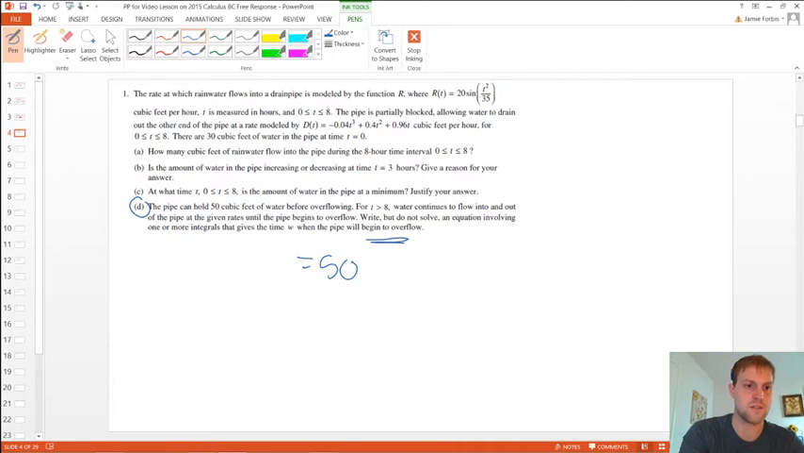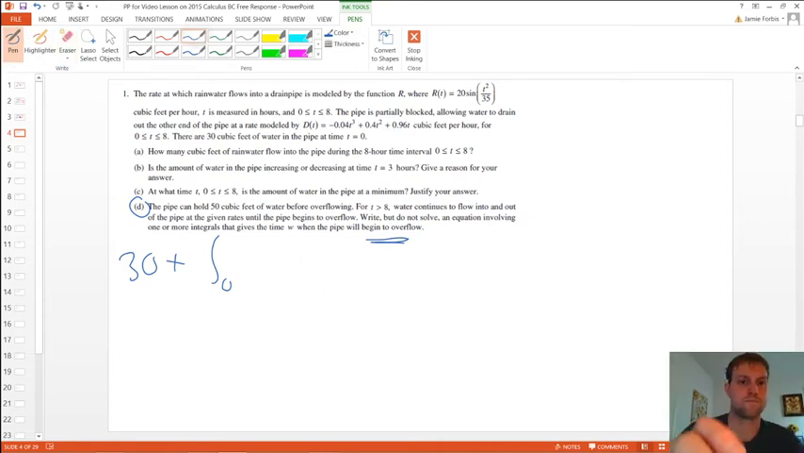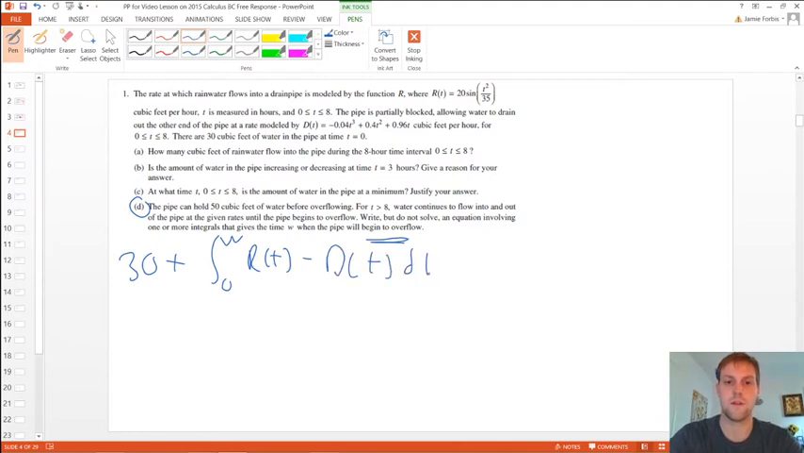The amount is 30 plus integral 0. In this case, instead of saying t, I'm going to say w because that's the new variable, 0 to w. And then we'll say rate in, r of t, minus rate out, d of t, dt, and set that equal to 50. And that's it.